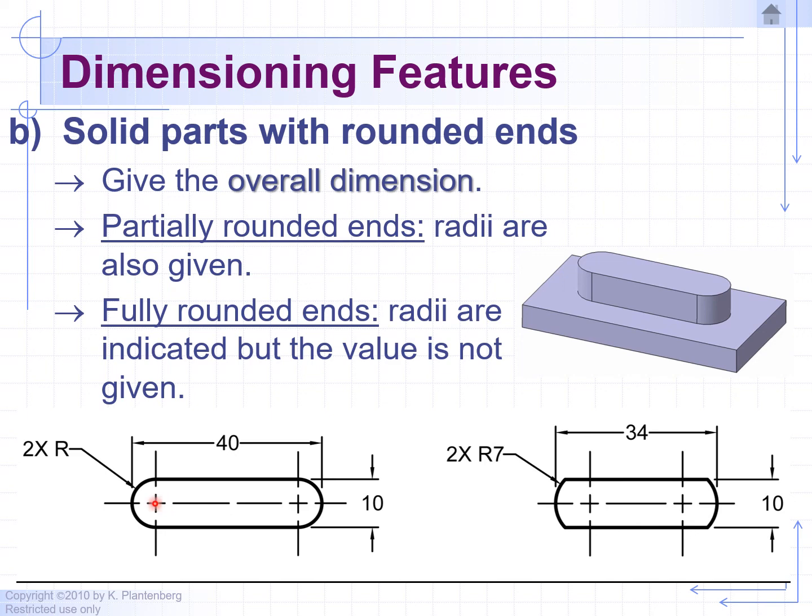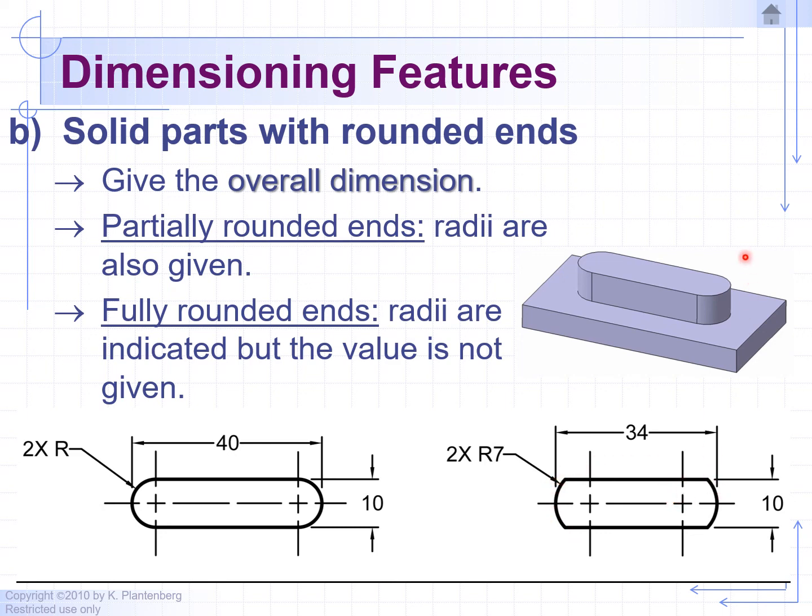So that's the reason we don't dimension to the center of the radius or call out a radius. The overall length and width are more important. Okay, sometimes you will also encounter this type of solid where it's not a tangent radius.